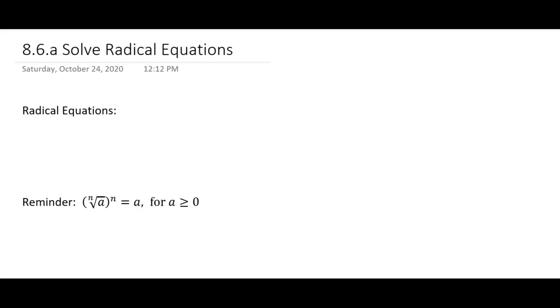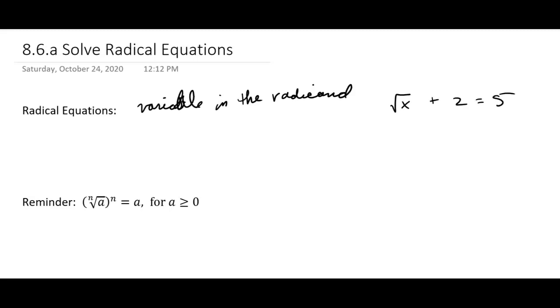In this section, we're going to solve radical equations. A radical equation is one where you have a variable in the radicand. And since they're equations, we're going to be trying to solve for the variable. So you'd have something like the square root of x plus 2 equals 5, and you're going to try to solve for x. So the thing is, how do you take care of that square root?